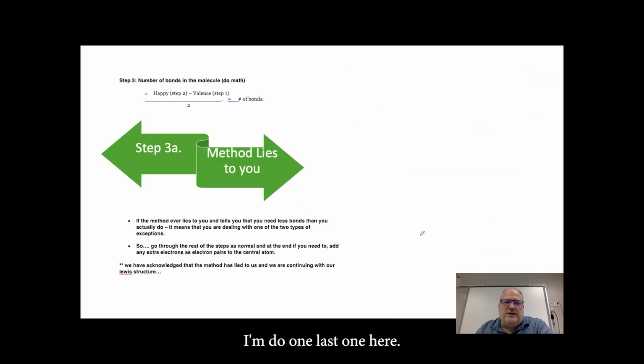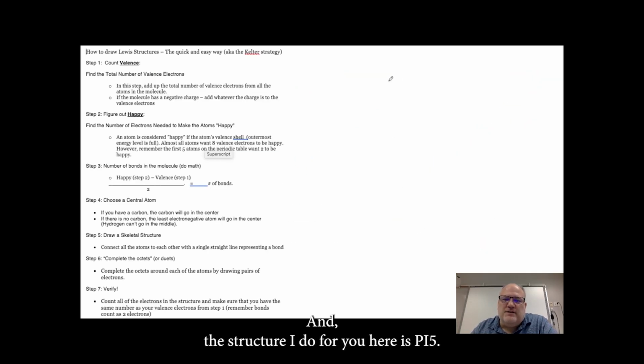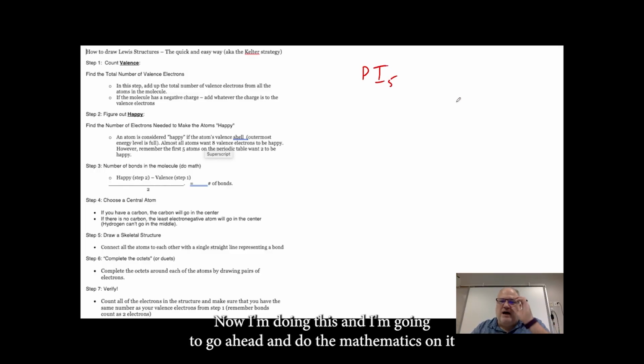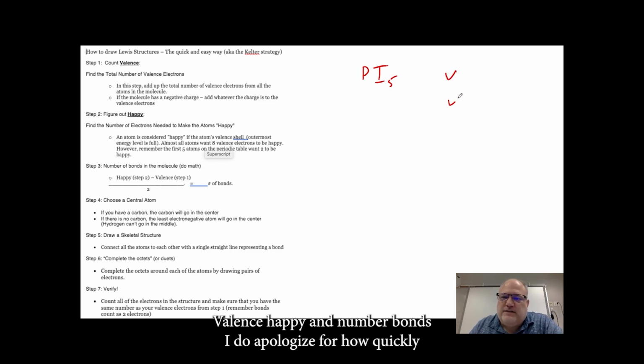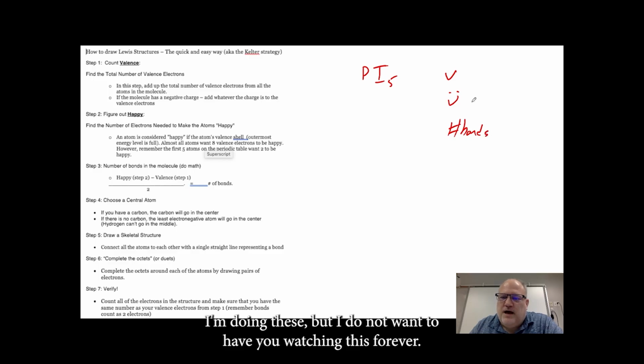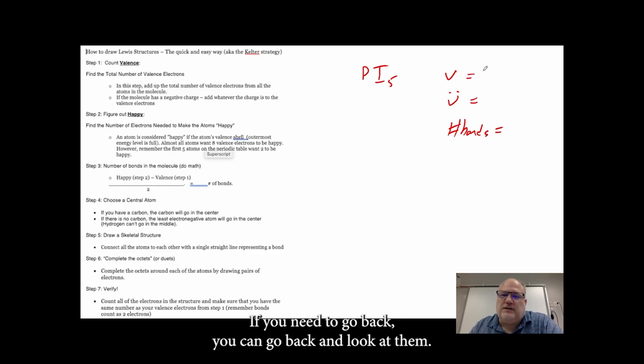I'm going to do one last one here, and the structure I'm going to do for you here is PI5. Now, I'm going to go ahead and do the mathematics on it really quickly: valence, happy, and number of bonds. I do apologize for how quickly I'm doing these, but I do not want to have you watching these forever. If you need to go back, you can go back and look at them.